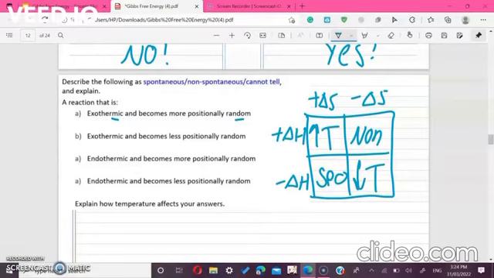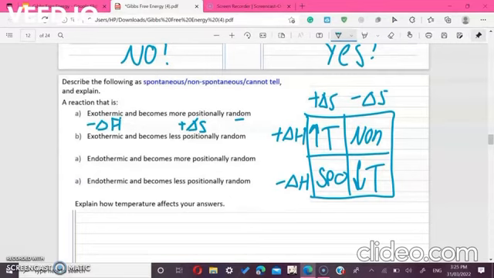Okay, the first case is exothermic, so we have negative delta H, and it becomes more random, so positive delta S. What do we get when we match negative delta H and positive delta S? We get spontaneous. So for A, we write spontaneous.